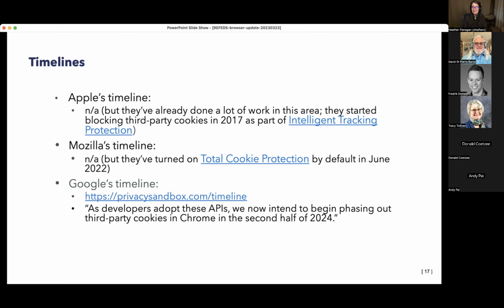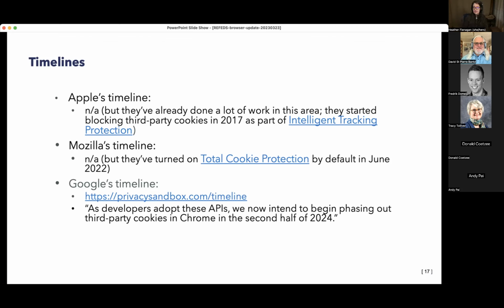They don't tell you much about what they're going to do. They tell you about what they did. And in terms of what they've done, a lot in this area. Actually, they started blocking third-party cookies in 2017. If you're curious about their latest and greatest, just look up their Intelligent Tracking Protection programs and you'll see what they're doing today as a way of protecting the privacy of users.